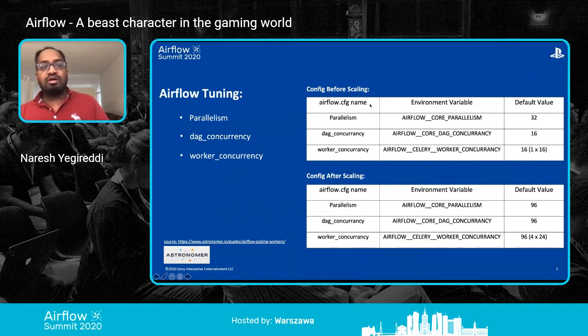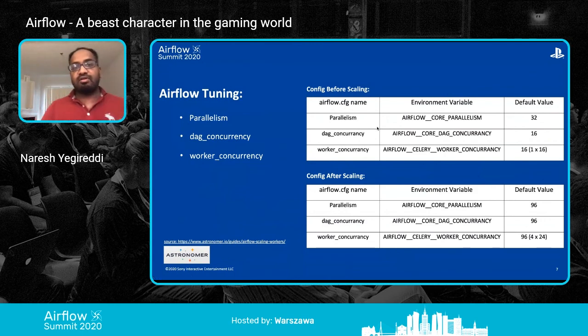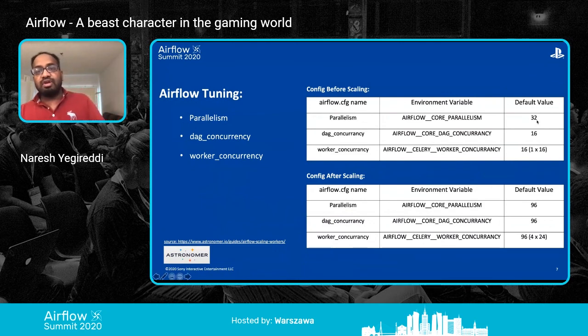By default, when you download the Airflow image from GitHub and try configuring, generally it goes this way. The core parallelism is set to 32, the DAG concurrency is set to 16, and the worker concurrency is set to 16. Here, 1 multiplied by 16, meaning one worker has 16 tasks as the maximum allowable concurrency. But we tried scaling, and after scaling, the numbers are like this, and I'll walk you through how we tried scaling it.